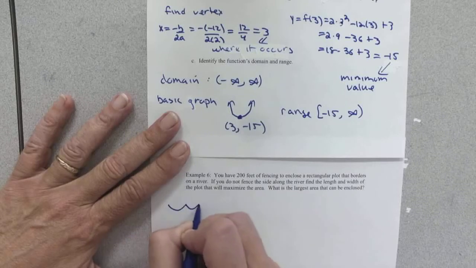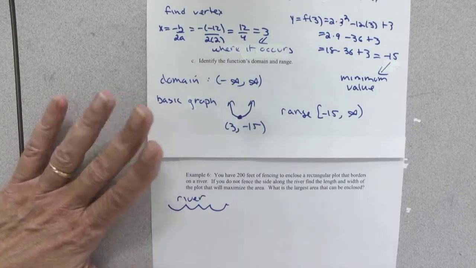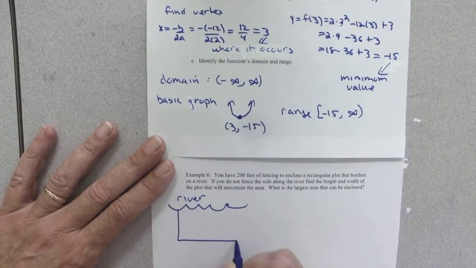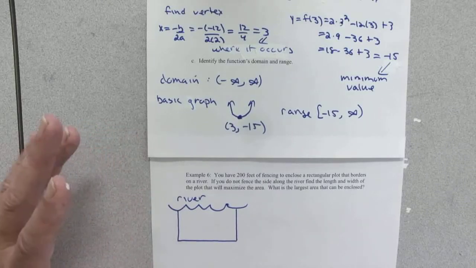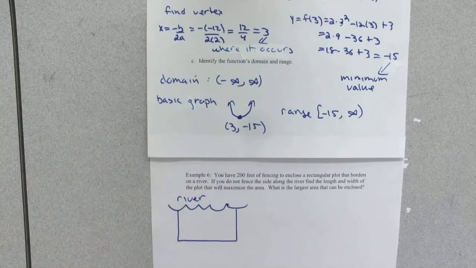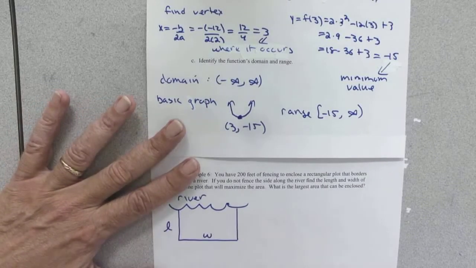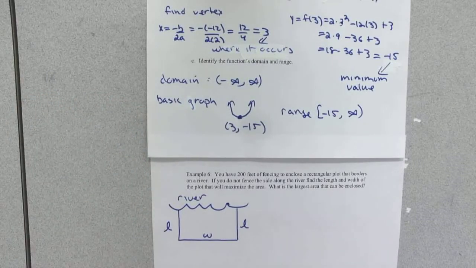Okay, so we've got a river. There's my river. And it says we're going to enclose a rectangular plot. So there's a rectangular plot. And in the end, it says find the length and width. So let's call this L, and let's call that W, and that has to be L there. And I want to find the length and width. Okay, so there's my picture.